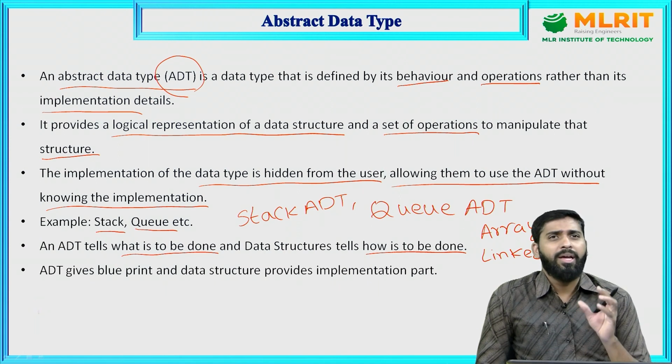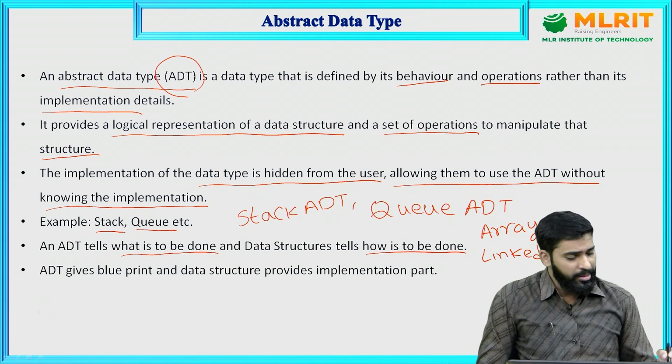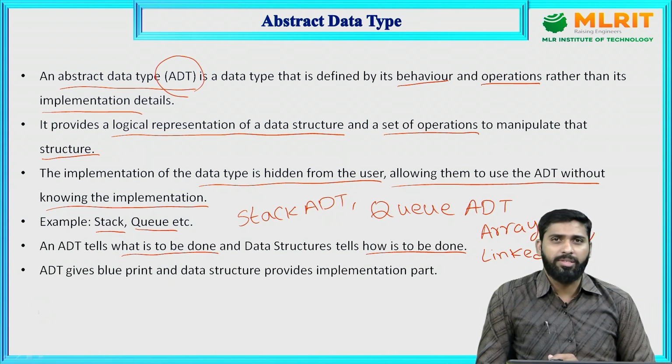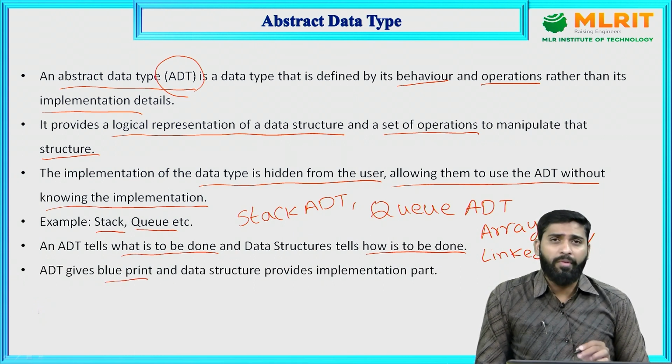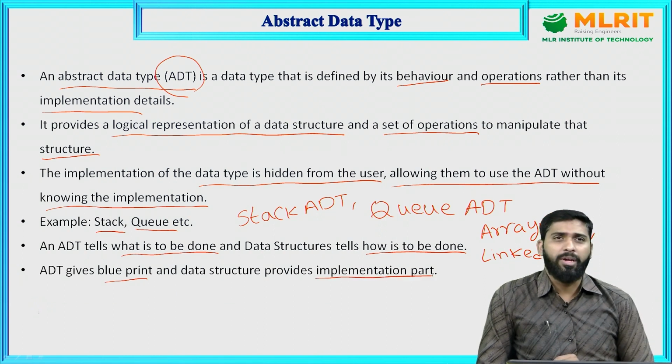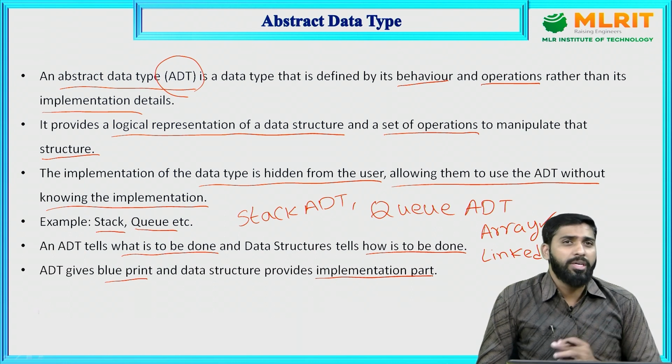That means the stack has some properties that we call a stack ADT. Now we are going to implement this stack using either array or linked list data structures. And ADT gives the blueprint and the data structure provides the implementation part. I hope you all understand the definition of abstract data type. ADT means a data type that is defined by its behavior and operations and hides the implementation. The ADT tells what is to be done and data structures tell how it is to be done.